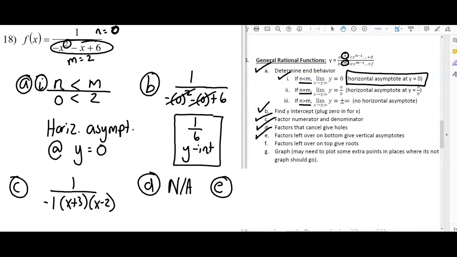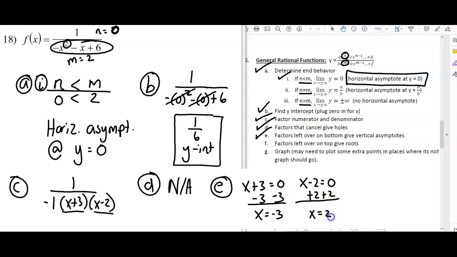Factors left over on the bottom give vertical asymptotes. So this one and this one. I'm going to set both of those equal to 0 and solve, and those are going to give me my vertical asymptotes. So those are my vertical asymptotes. Factors left over on the top give roots, but there's no factors on the top, so therefore that does not apply.